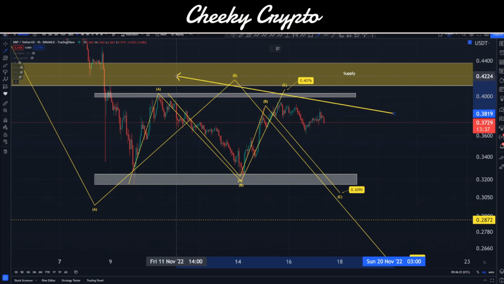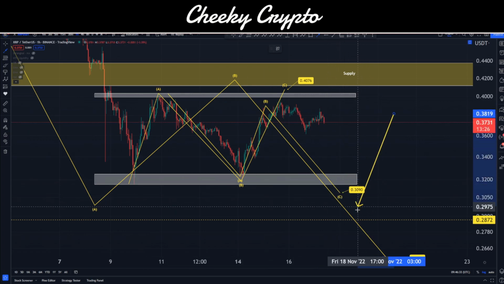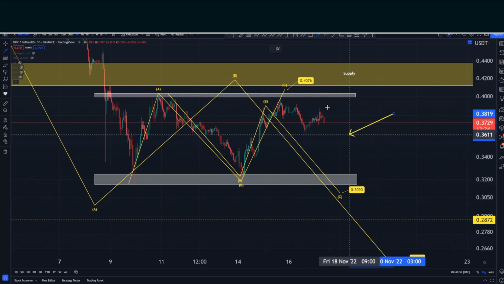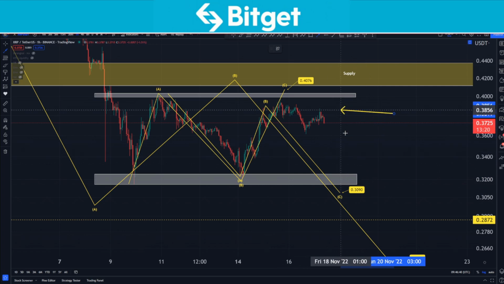On the reverse of this, we also have this ABC structure coming down here, which we could also look at as 30.90. Right? And this potential area is also a three-wave structure. So until one of these shows its hand, until one of these is done, we're in this ranging market where it can go either way.